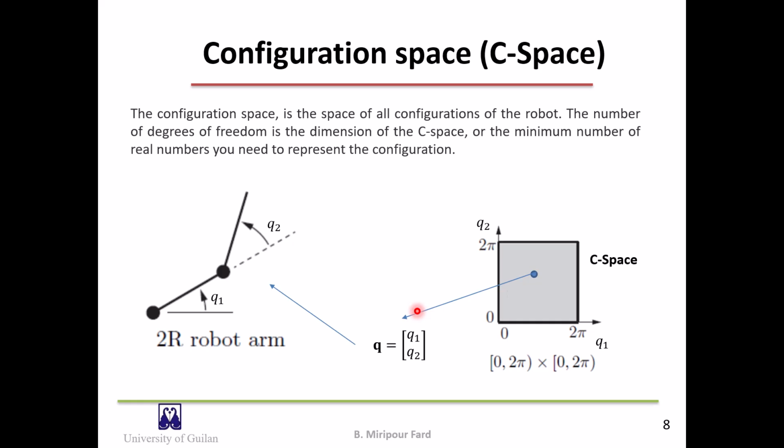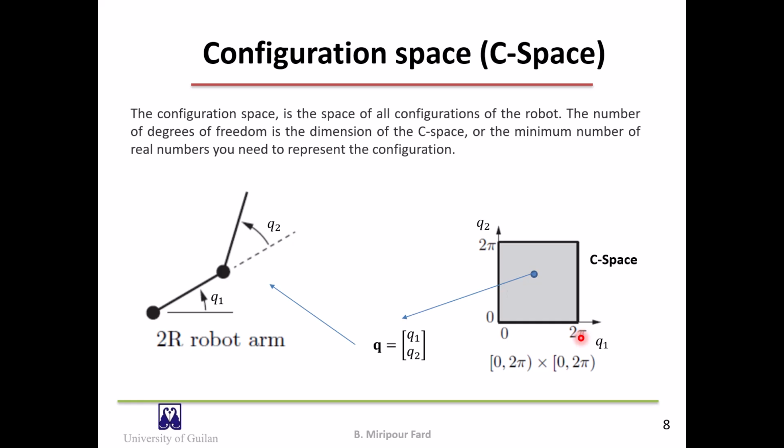The configuration space, which we often call the C space for short, is the space of all configurations of the robot. The number of degrees of freedom is the dimension of the C space, or the minimum number of real numbers we need to represent the configuration. For example, for this simple planar robot that has two joints, the configuration space can be represented as shown. Q1 and Q2 are configuration space components.